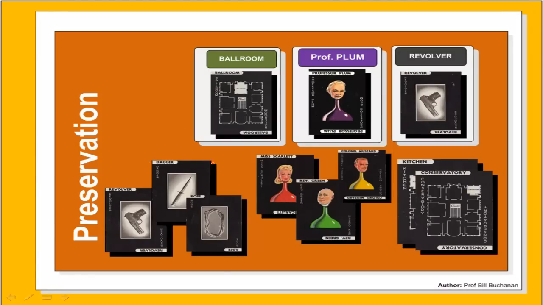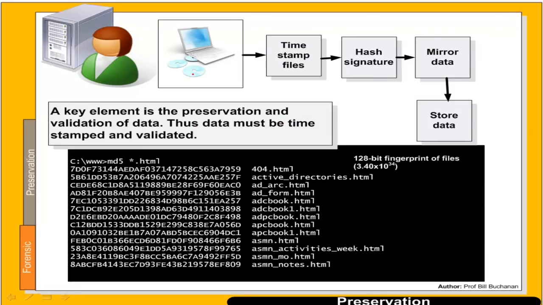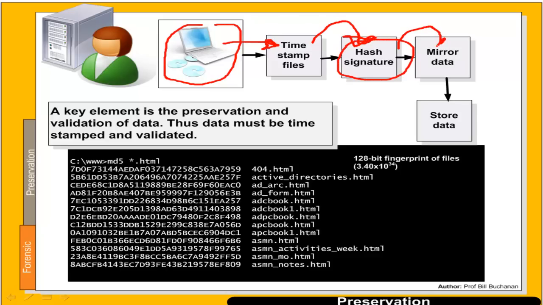A key process after the collection is to preserve the data that has been collected. So what typically happens is that the data is timestamped for the files that are to be investigated, and then to make sure in the future that the data that we have is still the data that was stored, there is typically a hash signature taken of the data. Then the data is mirrored onto some other device, such as a CD-ROM or a USB stick, or stored over a network, and is thus stored.